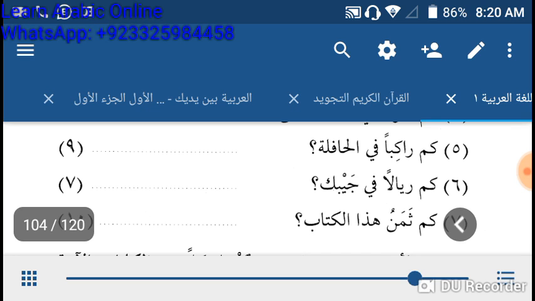How many passengers are in the bus? The hafila is a feminine word, so you will say fiha tis'atu rukkabin. Rukkab is masculine, so for that reason we use tis'atu.